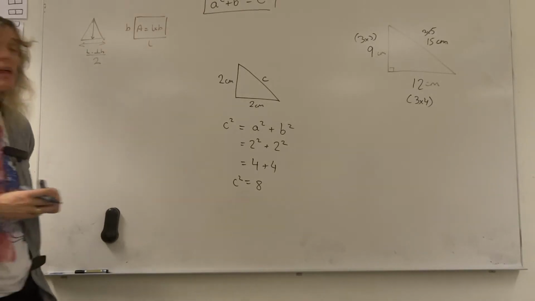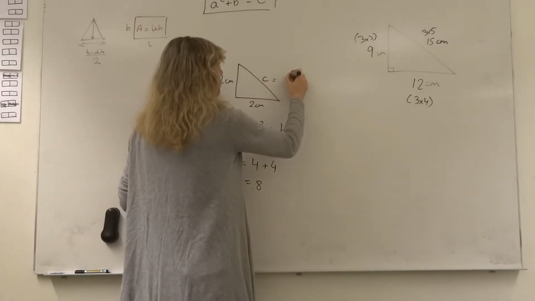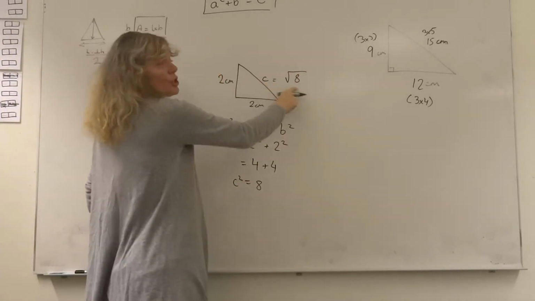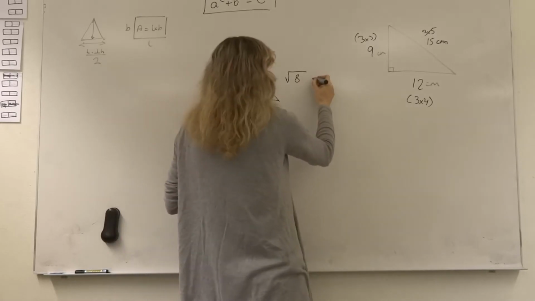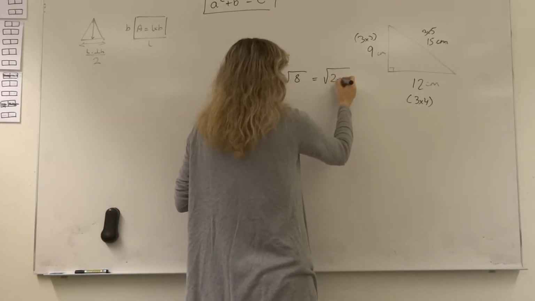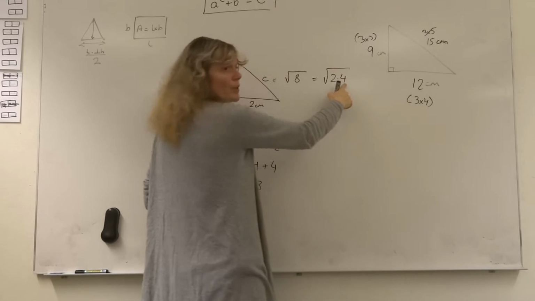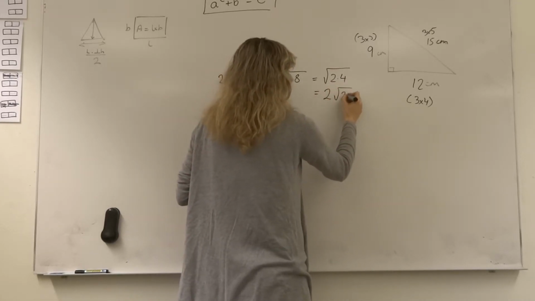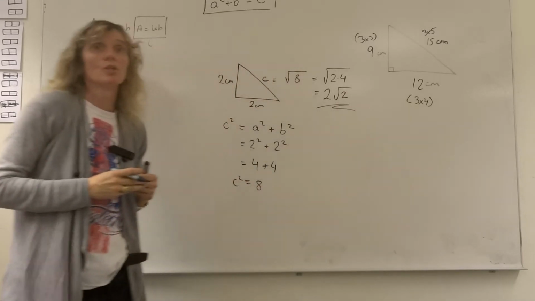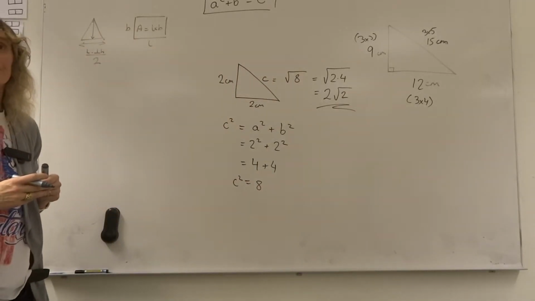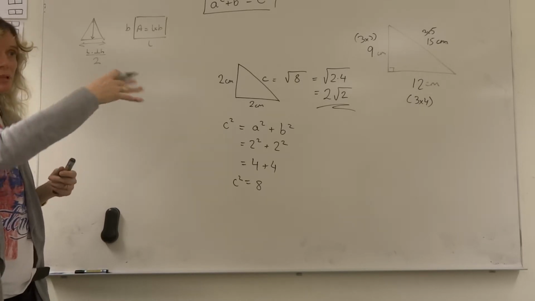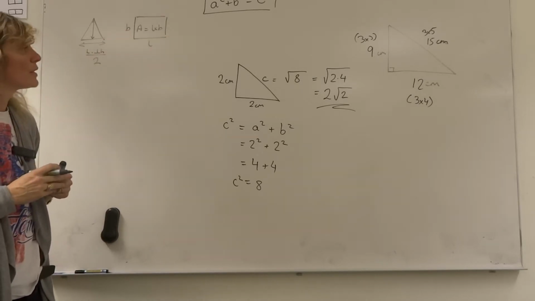What will C be then? C must be the square root of 8, which we could change using our theory of surds. The square root of 8 is the same as the square root of 2 times 4, but the square root of 4 is 2. So we could organise that to make it look like 2 times root 2. Square root of 2 we know is 1.41. It's an irrational number, so it continues.